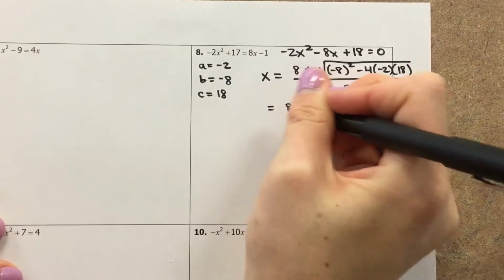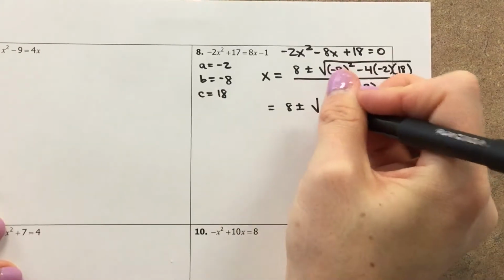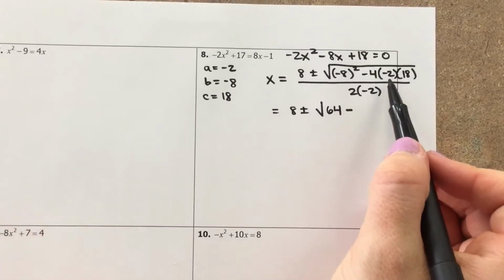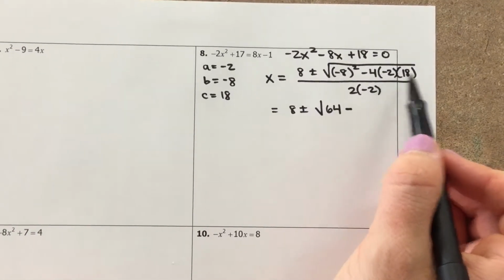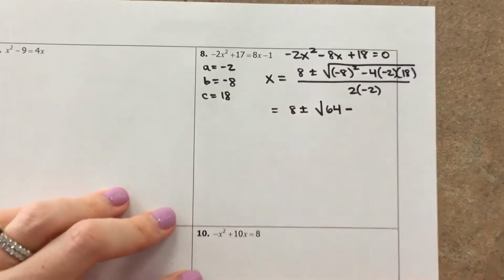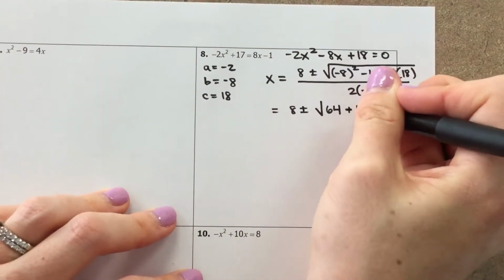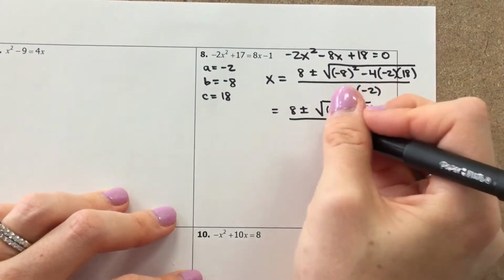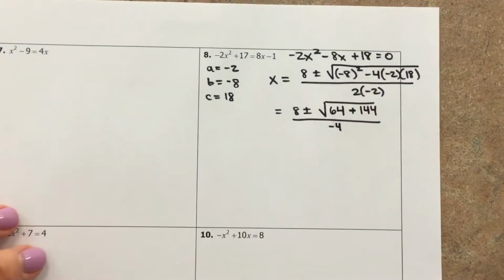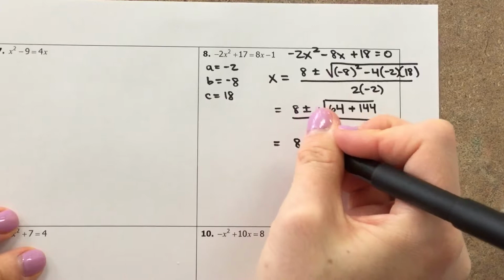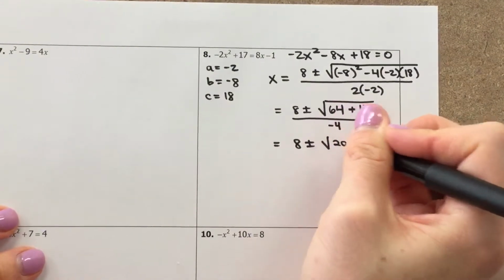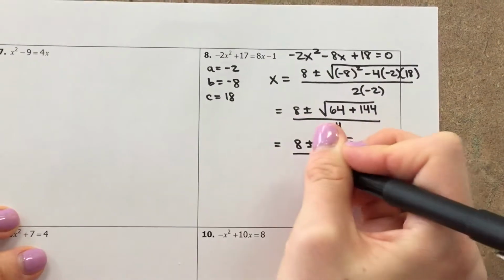Okay, so let's start simplifying. So I get 8 plus or minus square root. When I square negative 8, I get positive 64. Minus, and then 4 times negative 2, that's a negative 8. And then times 18, that gives me negative 144. So minus a negative 144, all over 2 times negative 2, which is negative 4. So keep going with this square root. So 64 combined with 144, that gives me 208. And then all of that over negative 4.